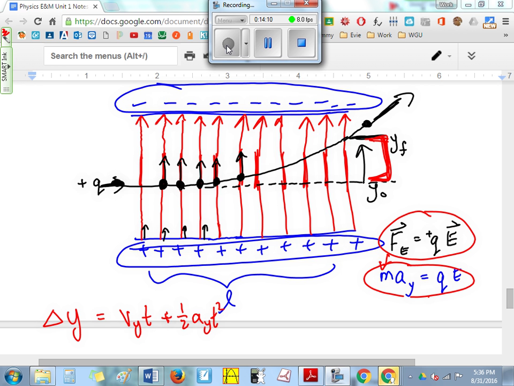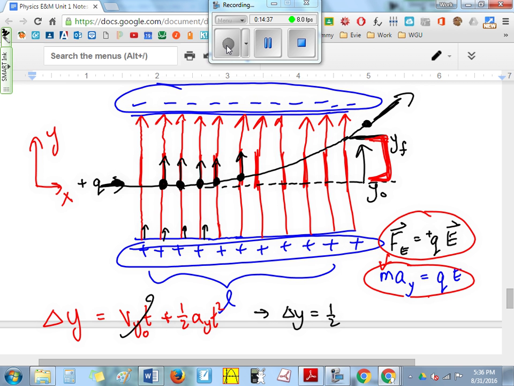Well, initially it's 0. When it comes in, I just labeled it, it's actually v sub y naught, or v sub naught y. It's the initial velocity in the y direction. When the particle came in, it didn't have any velocity in the y direction. So I'm obviously treating left and right as x and up and down as y. So this is actually just 0. And this tells us that delta y, which is what we're looking for, is 1/2 a sub y t squared, right?